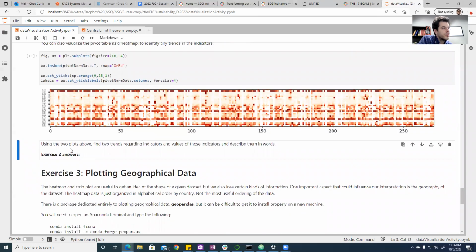And I have you, as exercise 2, using the two plots above, find two trends regarding indicators and values of those indicators and describe them in words, right? So you got to do some interpretation of two indicators based off of those graphs above.